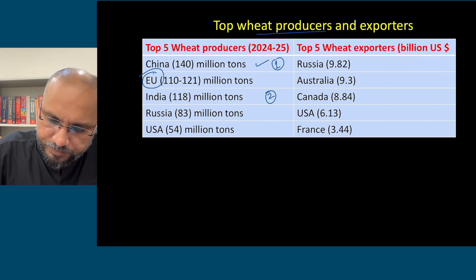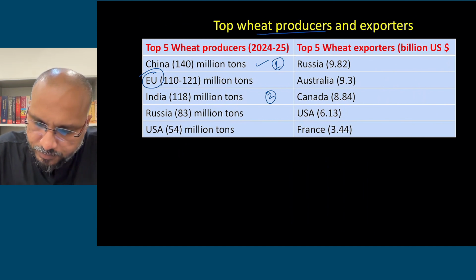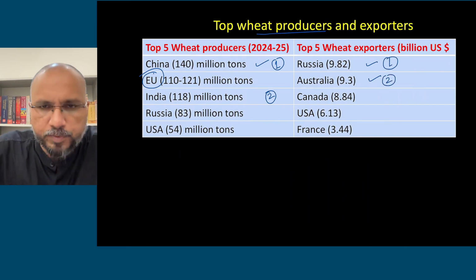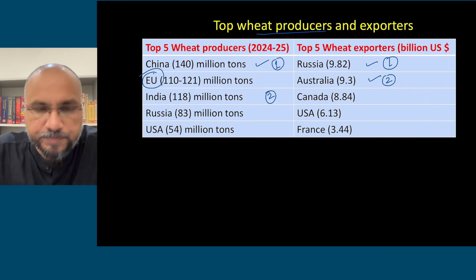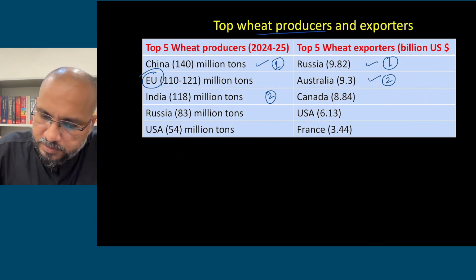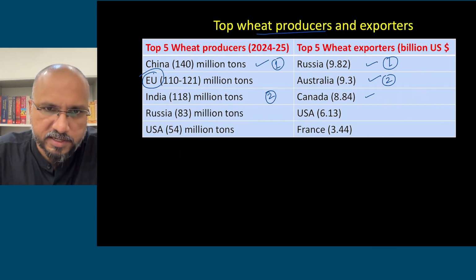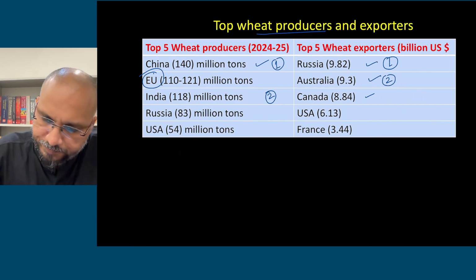In exporters, Russia is first, Australia is second. They are not in the European Union, but still they are among the largest producers. Third is Canada, fourth USA, and fifth France. As producers, China is the largest. Second rank goes to India. Third, Russia. Fourth, USA.